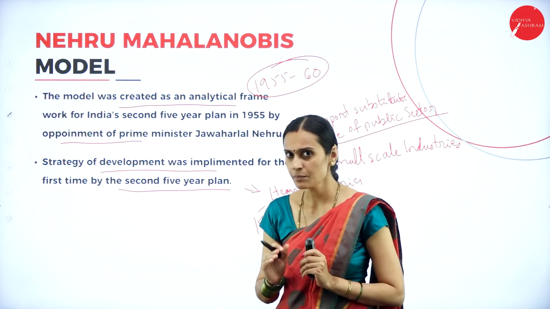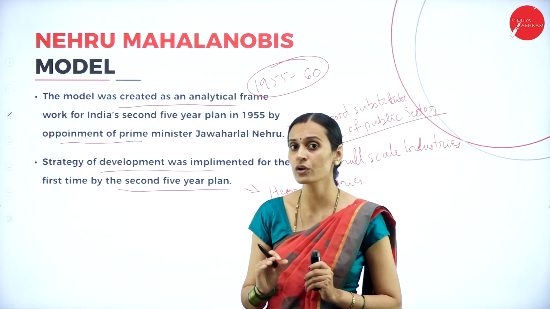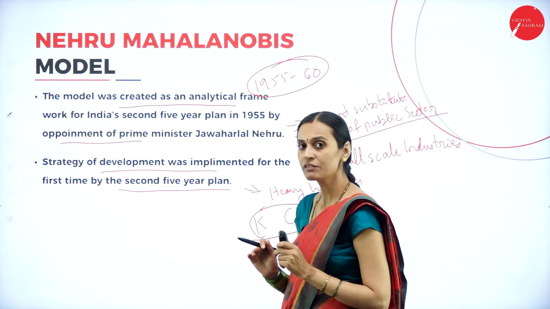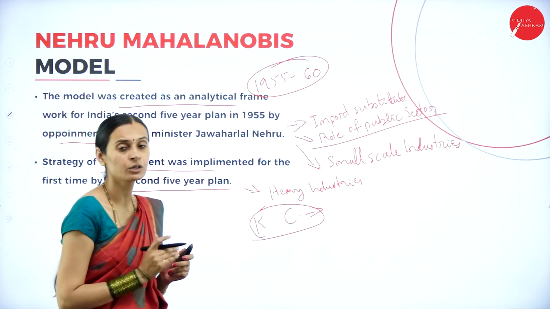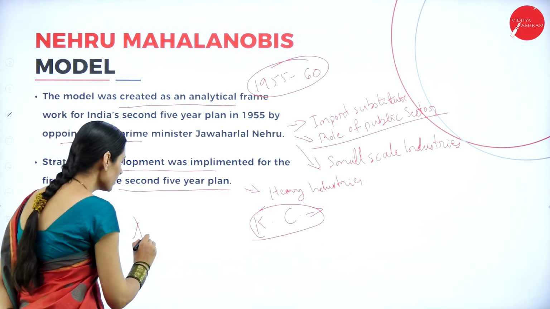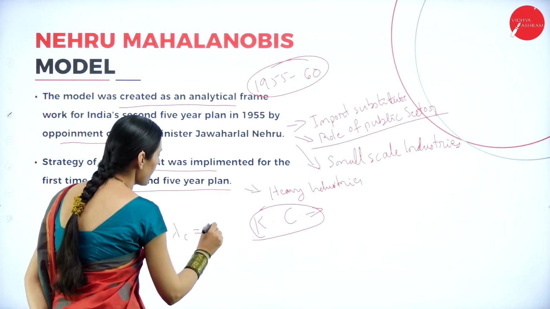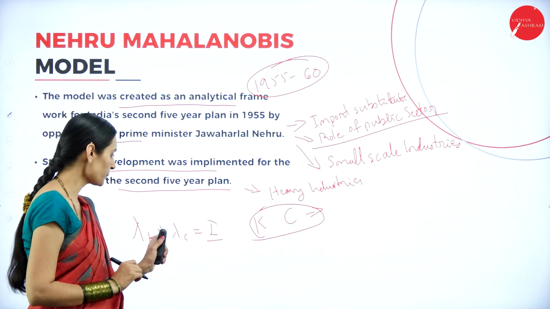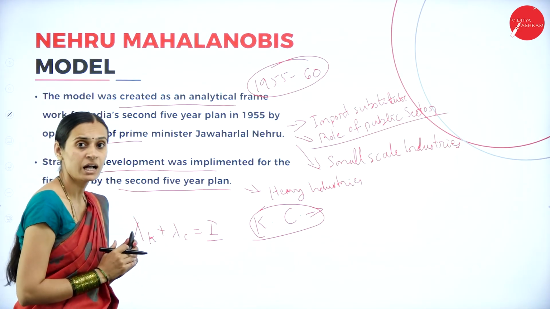And he tells about the proportion of total investment utilized for capital goods and consumer goods. How can we write the proportions of investment on consumer goods and capital goods? The proportions are lambda k plus lambda c equals I, where I means investment, the proportion for capital goods and the proportion for consumer goods. So this will be the model of Mahalanobis.